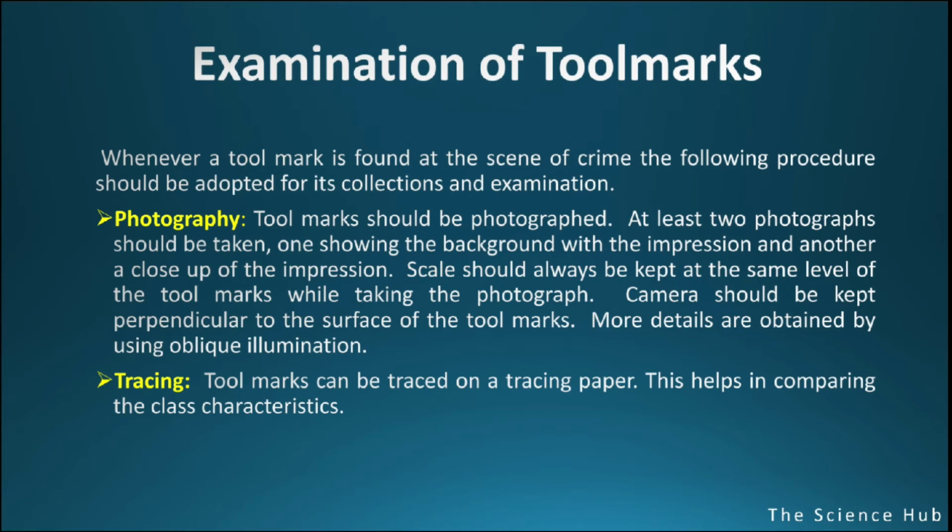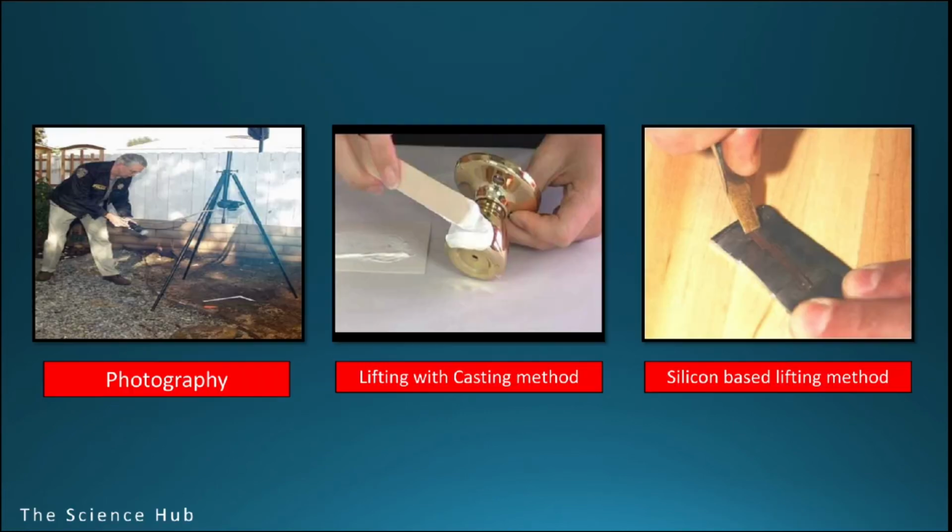Now, tracing. Tool marks can be traced on a tracing paper. This helps in comparing the class characteristics. Here on the first photo from the left, you can see the method of photography is used. In the second, the casting method is used for lifting of the tool mark. And similarly, the silicone based lifting method is also used.